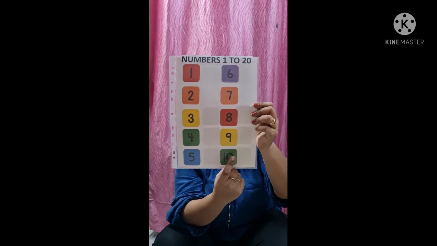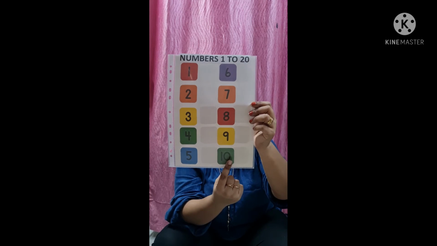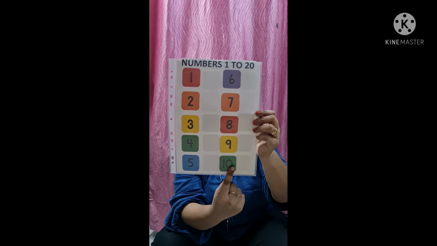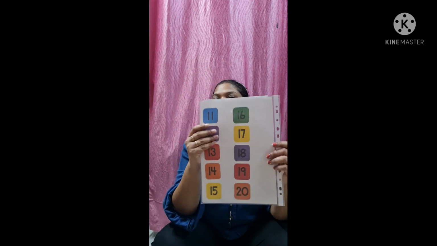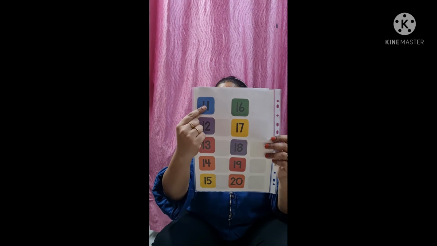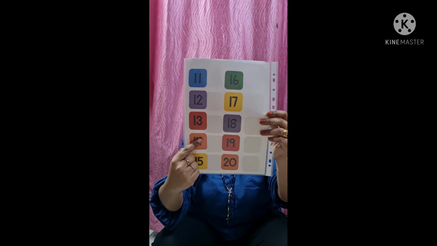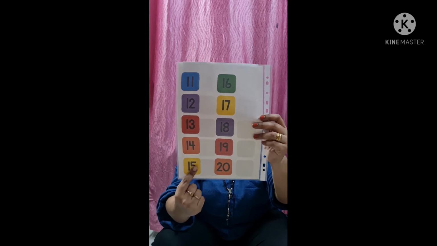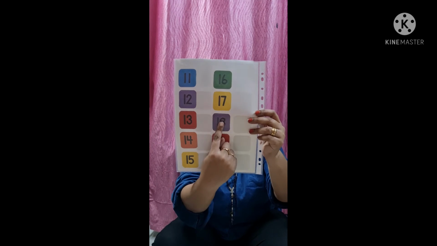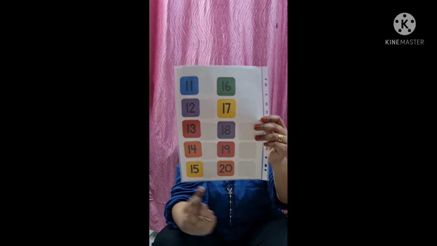Now we would be learning the two digit numbers. After 9, we write number 10. What comes after 9? 10. Today we would be learning numbers after 10. That is 11, 12, 13, 14, 15, 16, 17, 18, 19, 20.